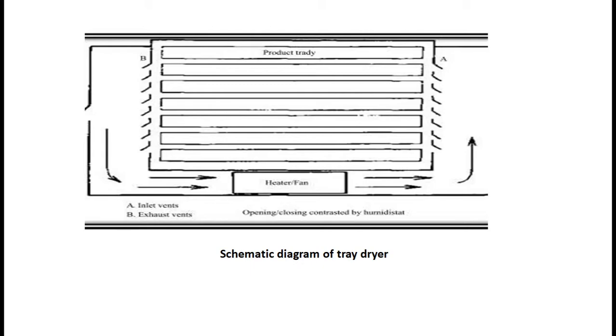In the tray dryer, the material is stationary, and in the fluidized bed dryer and rotary dryer, the material is in rotation. What happens in the rotary dryer and the fluidized bed dryer? We provide hot air from the bottom, and that material gets fluidized.